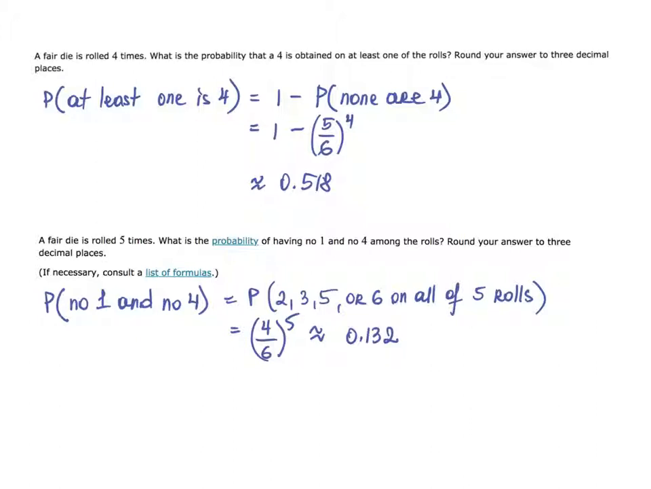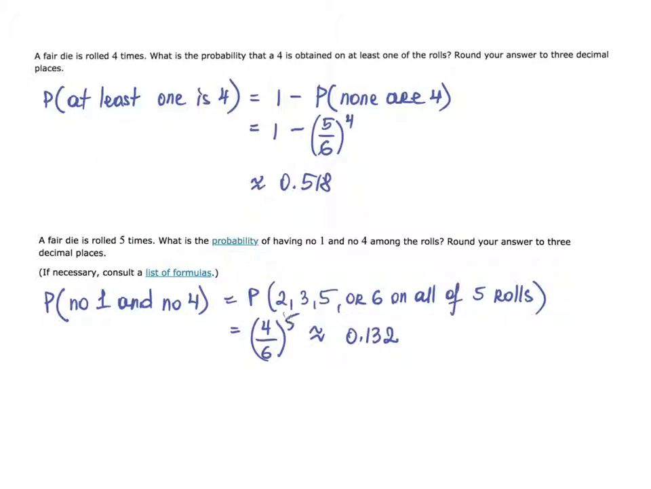Next example. A fair die is rolled 5 times. What is the probability of having no 1 and no 4 among the rolls? Round your answer to 3 decimal places. We are looking for the probability of getting no 1 and no 4. It means that we're okay with getting 2, 3, 5, or 6 on all of those 5 rolls.